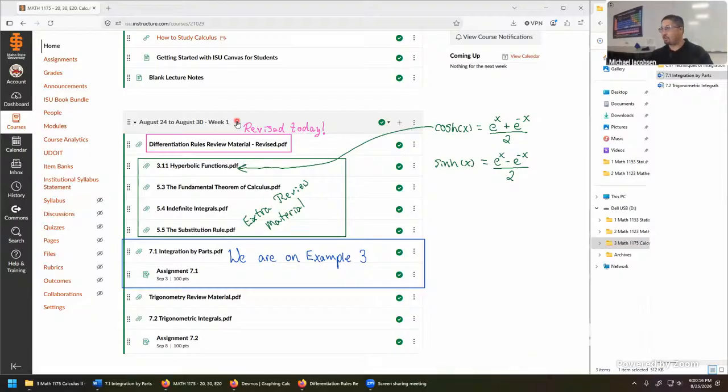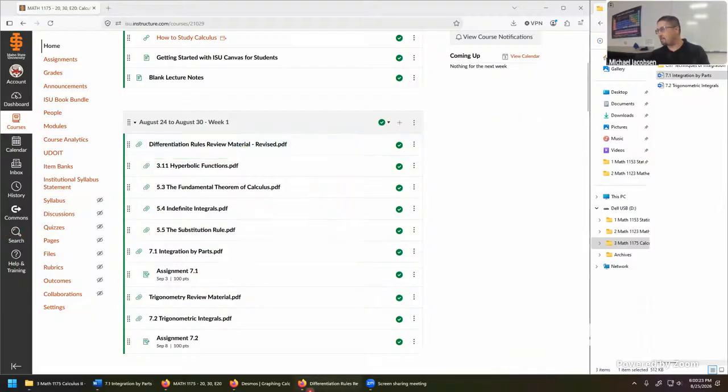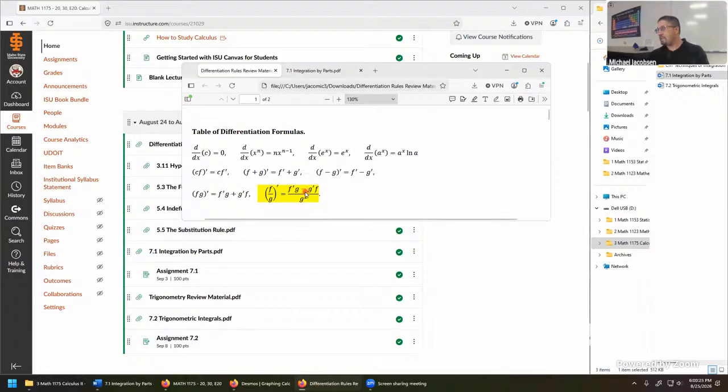For week one, the announcements are there's been a major revision on the differentiation rules document. So if you printed this out or previously downloaded it, the corrections are there. The quotient rule was severely damaged. There's a negative sign in the numerator, not a positive sign. I can't believe that slipped past my proofreading. So sorry for that error. That's a good thing to keep in mind: product rule, put in a plus. With quotient rule, throw in that negative.